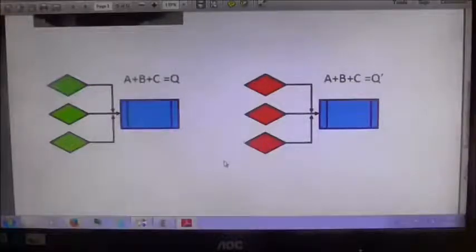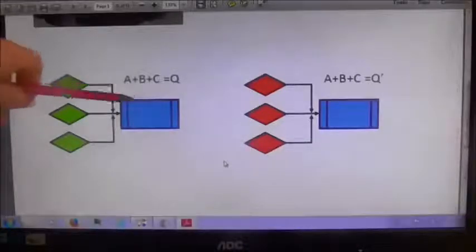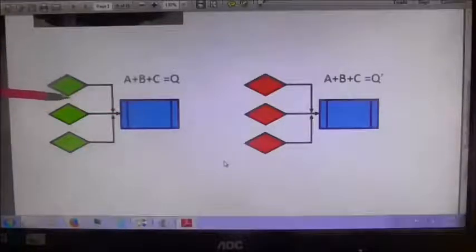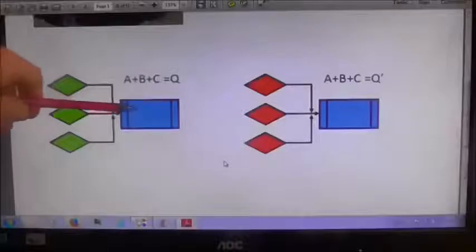Now sometimes you may have a situation whereby any situation given is true, and that will produce a true outcome, regardless of which of these three inputs, or indeed two of them, or all three of them, are true. The predictable outcome will be true too. And here we have A plus B plus C equals Q, giving a predictable outcome.